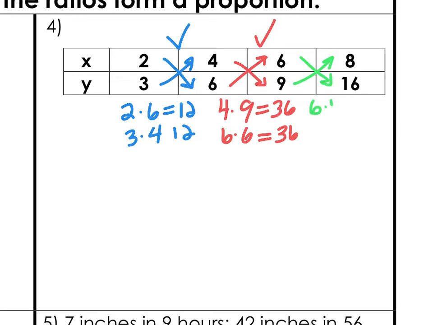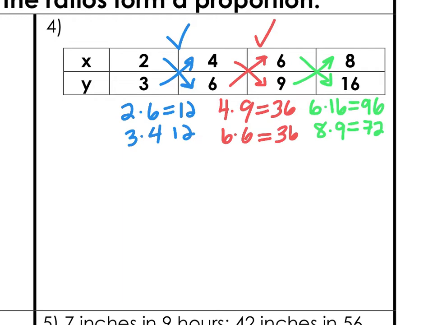So that's 6 times 16 and 8 times 9. 6 times 16 is too late for me to do any kind of calculations in my brain. That's 96. And 8 times 9, I do know that one, 172.